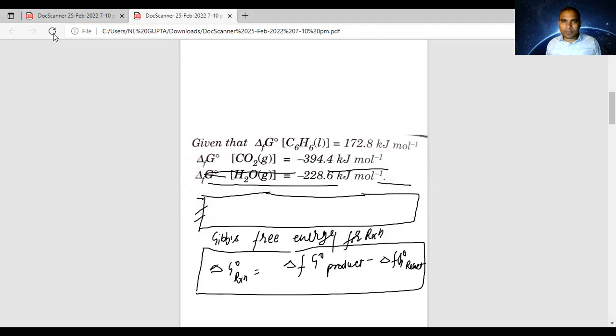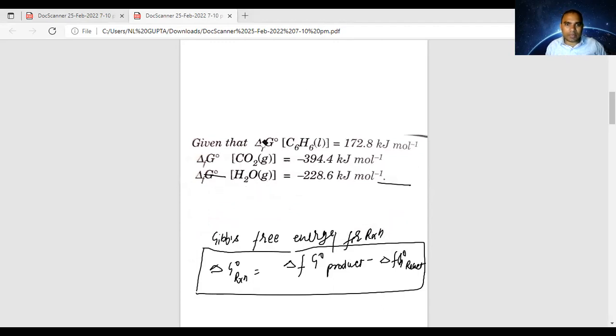Yeah, here it's got. So what we can do here, the same formula, you need to write the formula also. Whatever the formulas are there, you need to write here. So Gibbs free energy for the reaction is delta G naught equal to delta G naught product minus delta G naught reactant, right? So here you see, these are the data. So we are going to apply this same. Okay, I have taken this from the book.